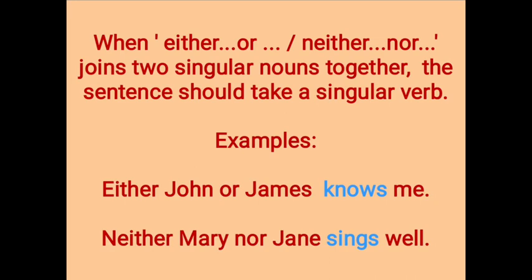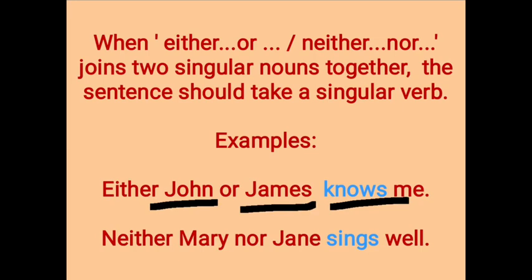In these examples, let's look at the first one. Either John or James knows me. You can see that John is singular, James is singular. Since we are using either John or James, that means the verb that would follow it should be in the singular form, knows.